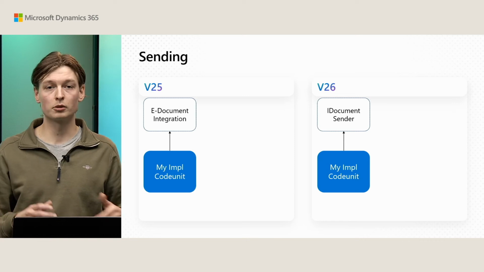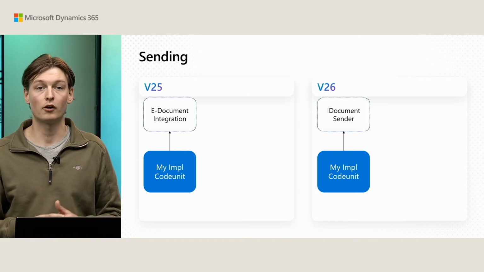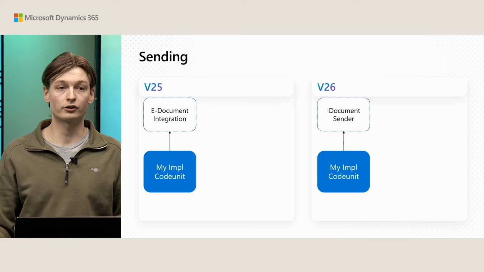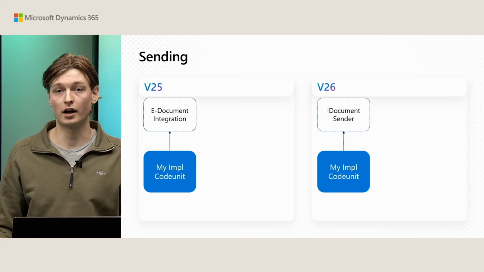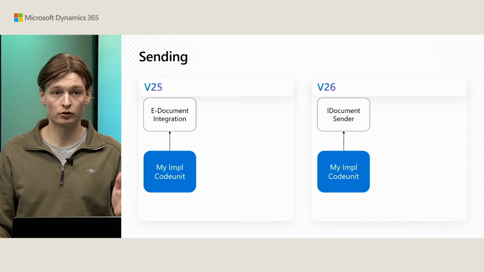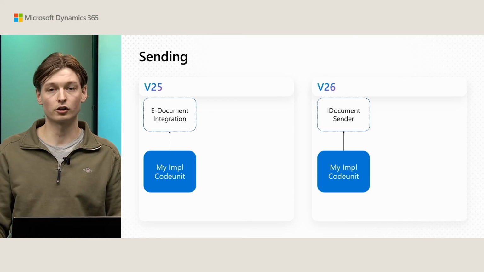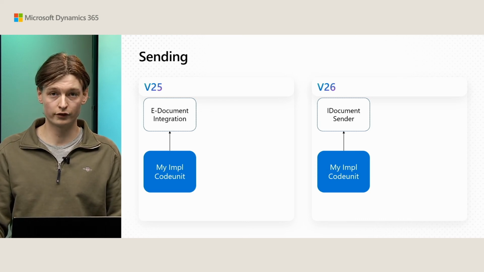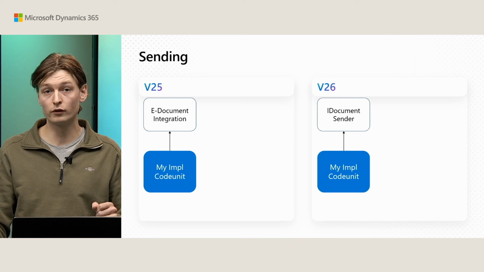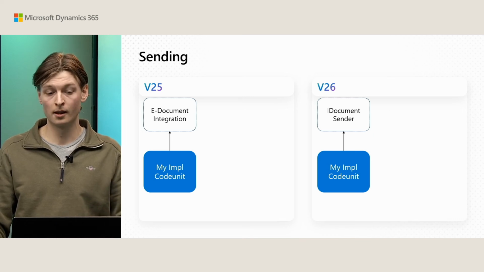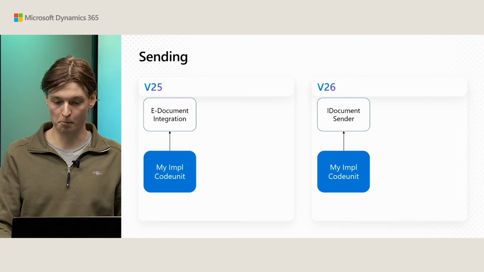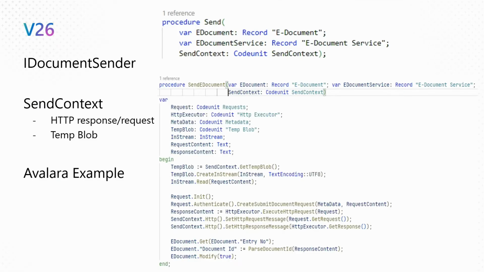So let's dive in a little bit more detail into how this looks, so you really get an understanding of the difference between version 25 and version 26. In version 25, we had the eDocument integration interface that your codeunit would implement. In the new version, for sending specifically, you implement the IDocumentSender. And the IDocumentSender has the same parameters as before, with the exception of the send context codeunit that is now provided as the third parameter.